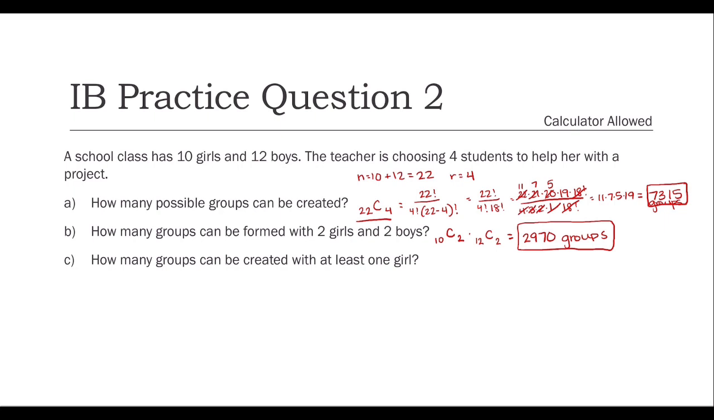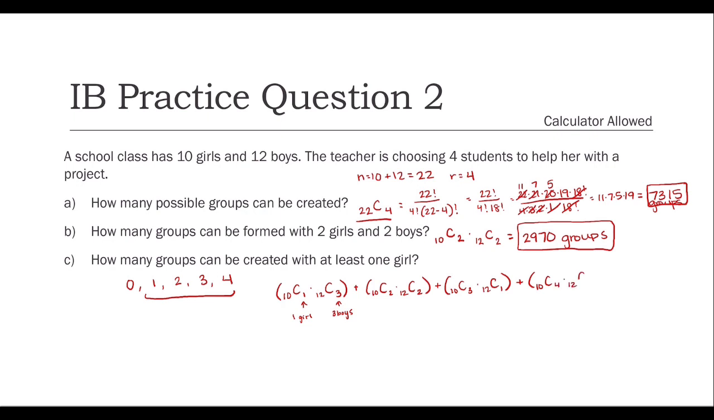So finally it says how many groups can be created with at least 1 girl. Groups can have 0 girls, 1 girl, 2 girls, 3 girls, or 4 girls. So to have at least 1 girl, we'd have to look at all of these possible combinations. So if there's 1 girl, you would have 10 choose 1 times 12 choose 3, because then we still have to choose 3 boys. So you'd have 1 girl and 3 boys. Plus the probability of 2 girls, so 10 choose 2, times 2 boys, 12 choose 2, plus the probability of 3 girls, 10 choose 3 times 12 choose 1, plus the probability of 4 girls, 10 choose 4 times 12 choose 0.